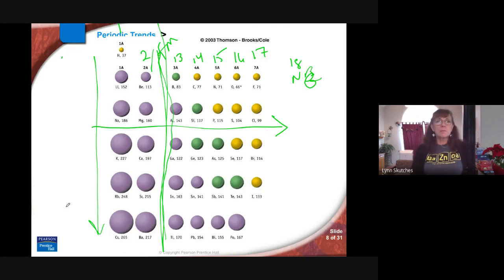Little's at the top, big's at the bottom. Big on the left, littler on the right. There's some little glitches like over here. That's why it's not set in stone absolute. It's a pattern, it's a generality. There's always exceptions. Okay.